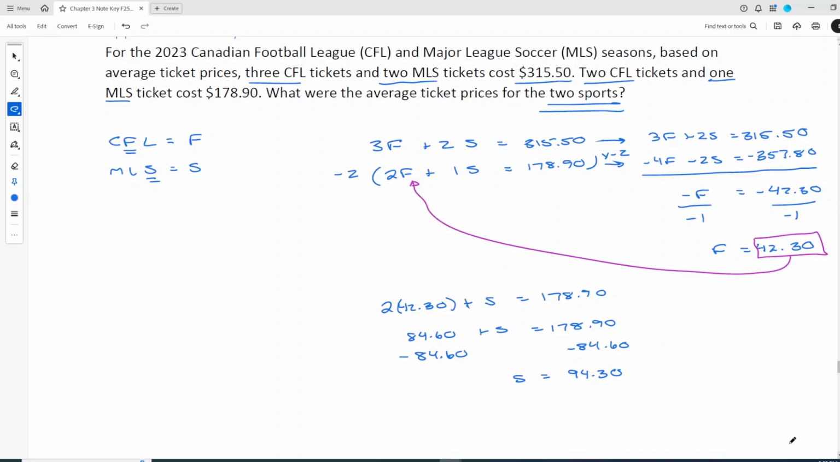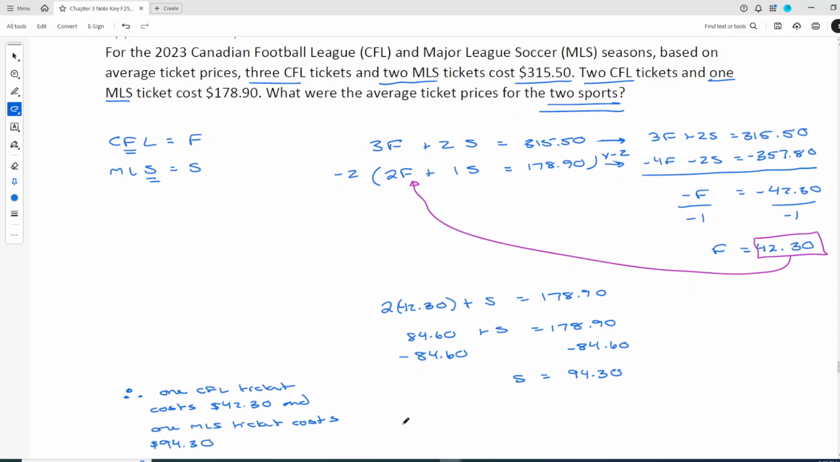So therefore, 1 CFL ticket costs $42.30, and 1 MLS ticket costs $94.30. It's more expensive to go watch soccer.